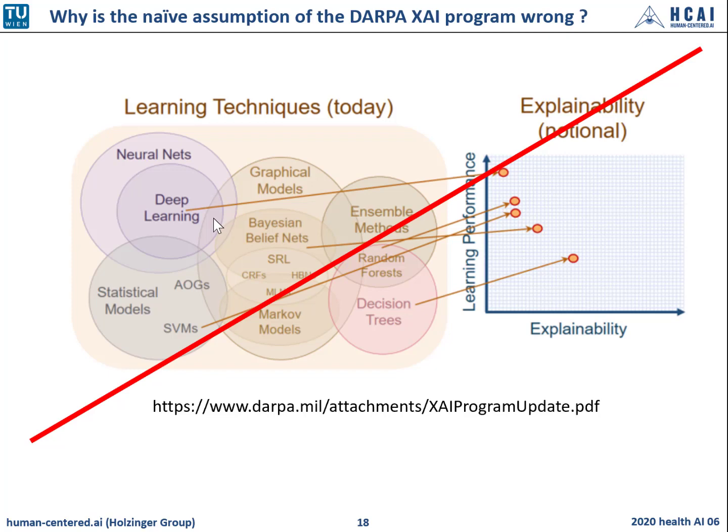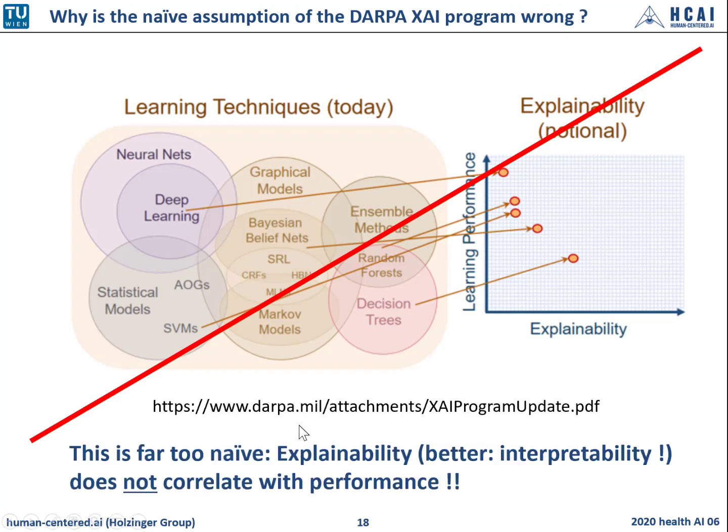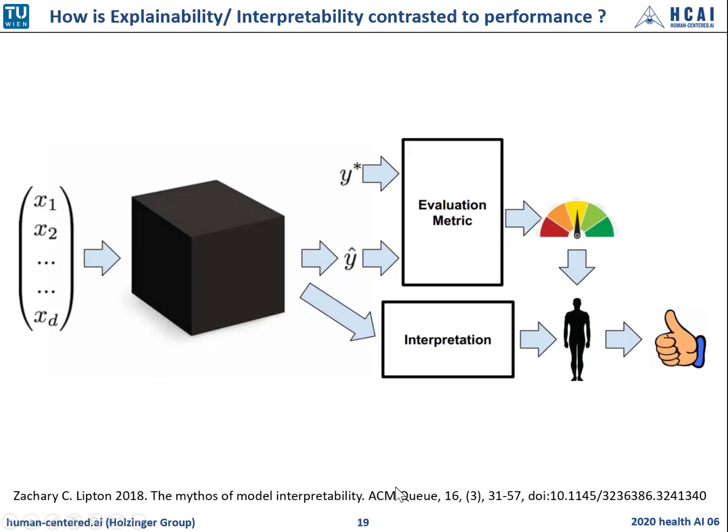DARPA did a really good job because they initiated the XAI program and coined the term explainable AI, and started therefore to rethink back to the early AI days when people still used and understood their models. However, this image is problematic because you must see it in a different context. It was intended to make you aware that the best performing methods are at least transparent, but in no way can explainability be correlated with performance. So please be careful. This is far too naive. Explainability, or here better interpretability, does not correlate with performance, has nothing to do with it.